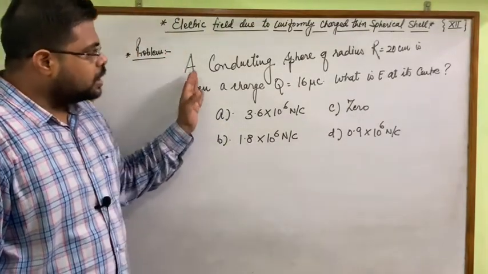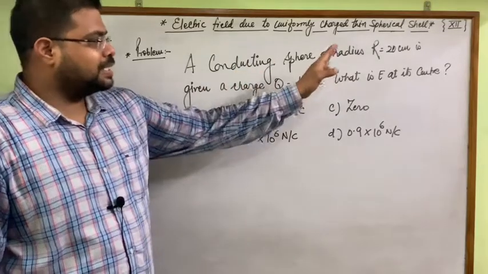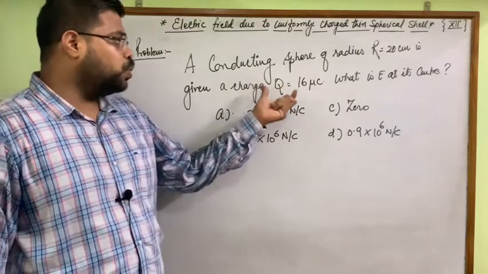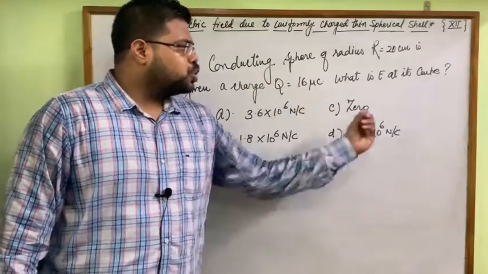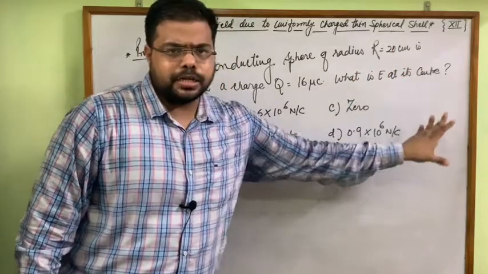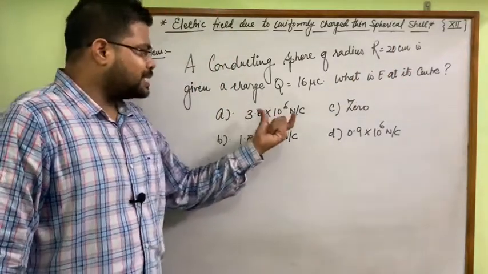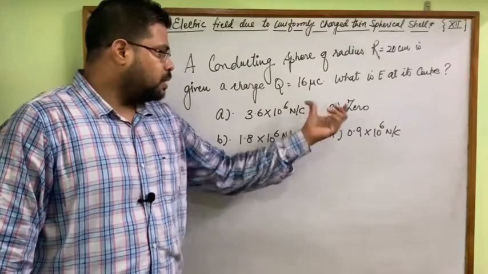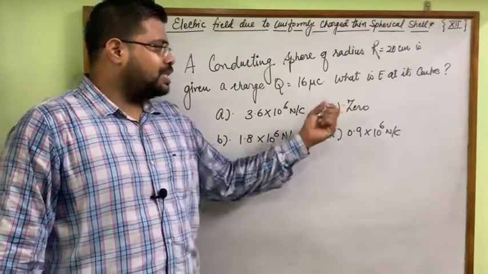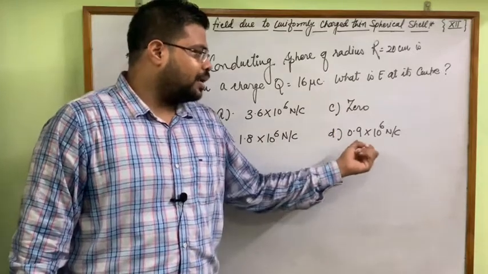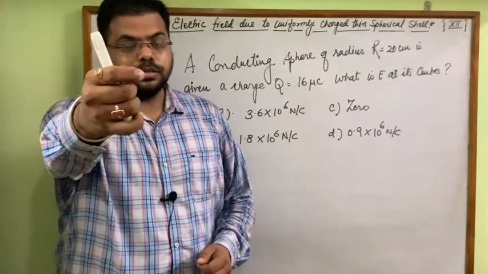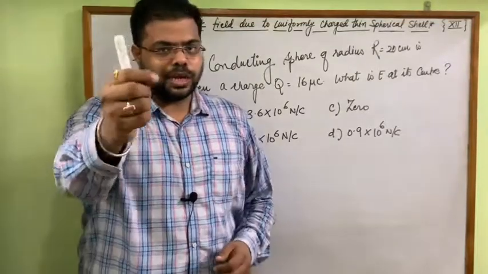Your question is here, please solve it and give the answer as soon as possible. A conducting sphere of radius capital R equals 20 centimeter is given a charge Q of 16 microcoulomb. What is the electric field E at the center? A: 3.6 into 10 raised to the power 6 Newton per Coulomb, B: 1.8 into 10 raised to the power 6 Newton per Coulomb, C: 0, D: 0.9 into 10 raised to the power 6 Newton per Coulomb. Please write your answer quickly.